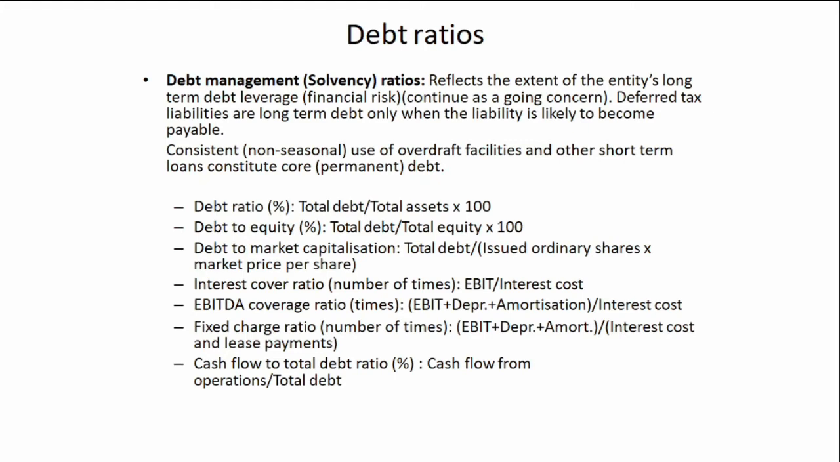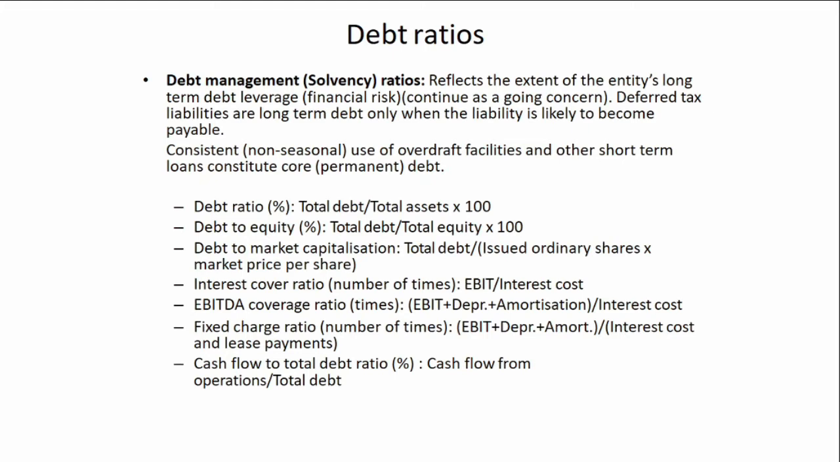If we look at the first one, being the interest cover ratio, this is calculated by taking your earnings before interest and tax, also referred to as EBIT, divided by your interest cost. So the interest coverage ratio determines the extent to which earnings can decline without causing financial loss to the company.